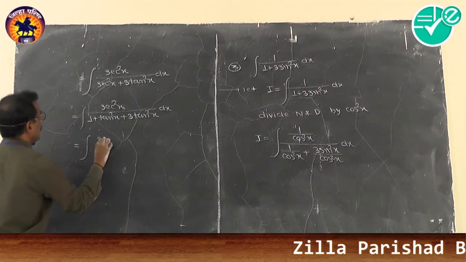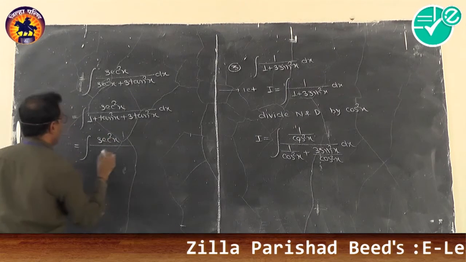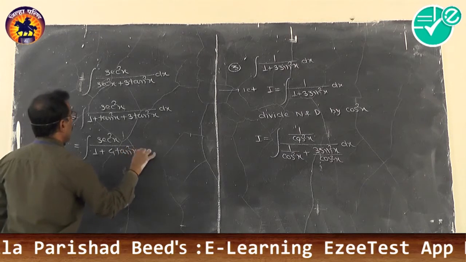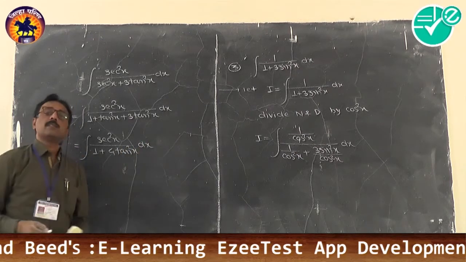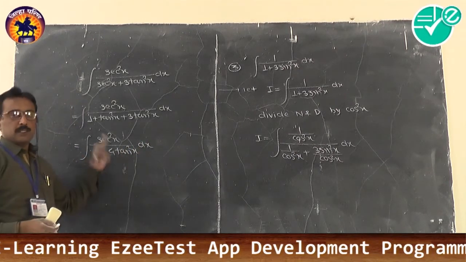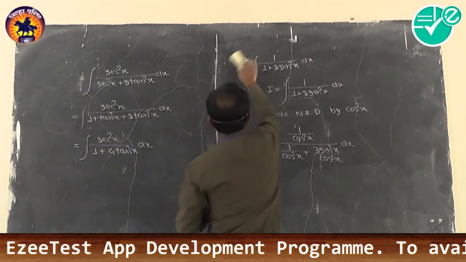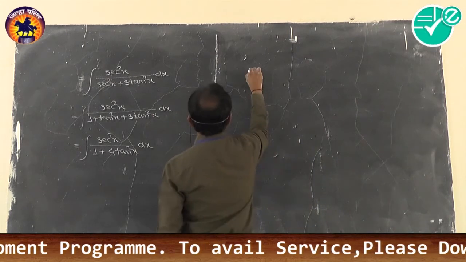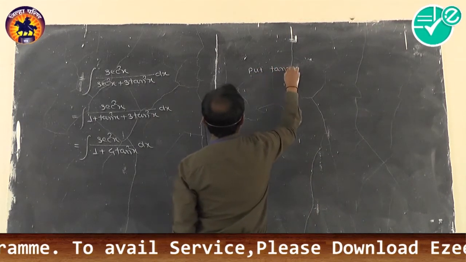So the numerator is sec square x, divided by 1 plus 4 tan square x, in that dx. It is your prime duty: what is the derivative of tan x? It is sec square x. So compulsorily put tan x equal to t, and get the answer.